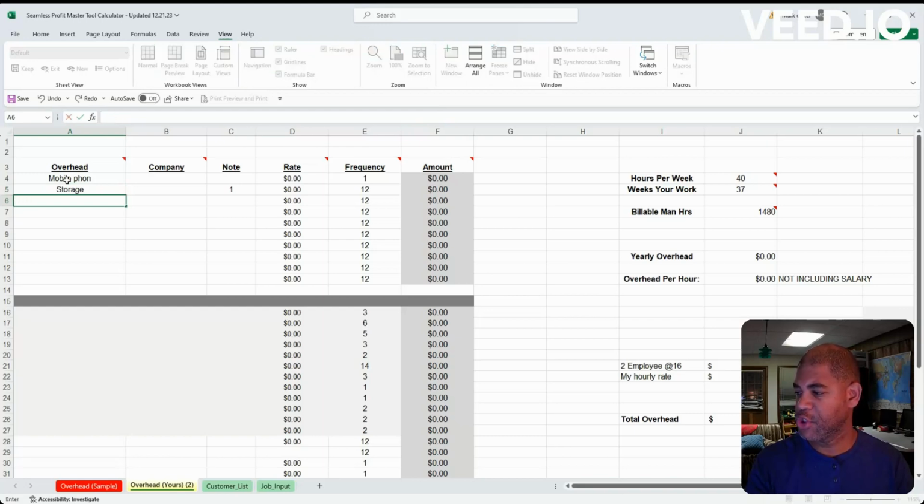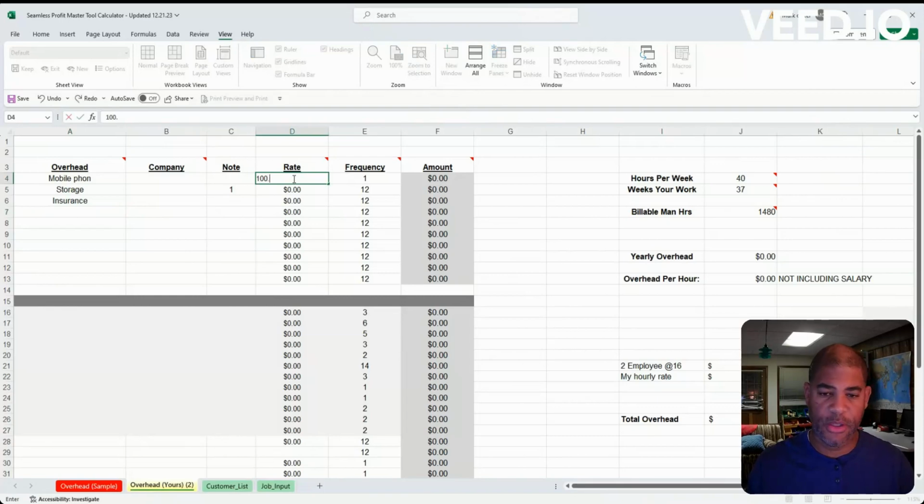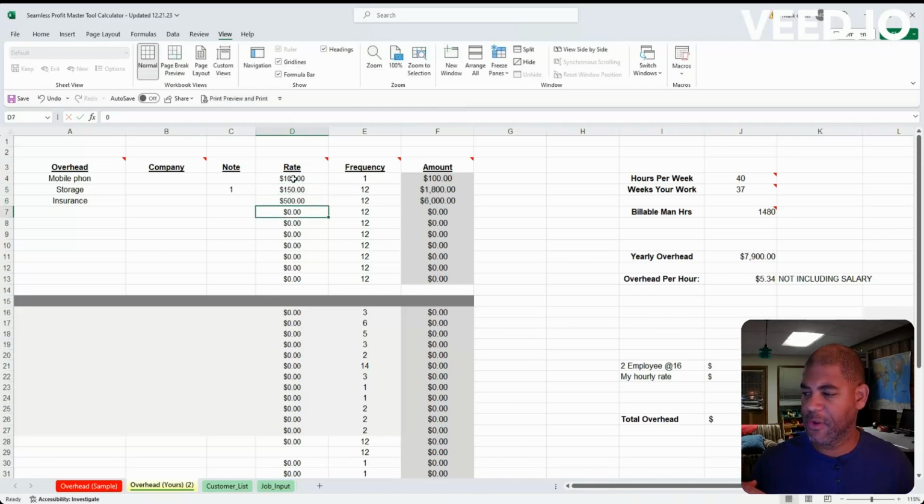If it's insurance, and all of your things that you're going to list here. Okay, we'll go through this pretty quickly. So you have overhead here. Then you'll have the company, or you can take a note here if you just want to indicate it, Shelter Insurance or Progressive Insurance or whatever it may be. This is a place for notes, but this is going to be the amount that you spend. So let's say you have a $100 phone bill. You'll enter that in here just like that. If you pay $150 for storage someplace, you'll enter that in there. And likewise with insurance, you pay $500 for insurance.